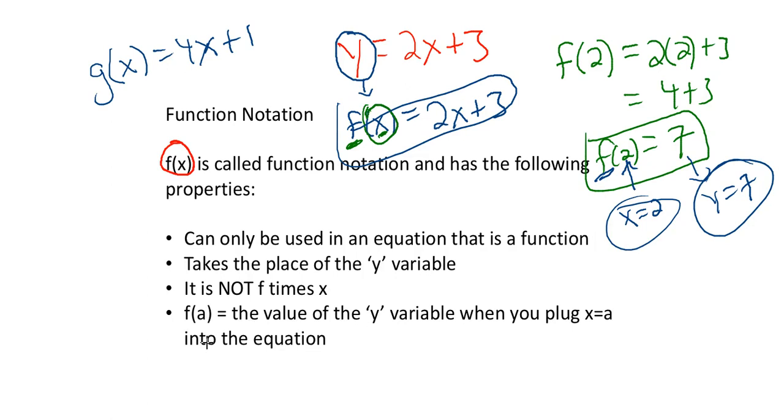So the last part down here is in reference to what we just talked about. f of a equals the value of the y variable. So f of 2 is equal to, it's still the y value, it's still the y variable. It's the value of y that you get when you plug a in for x into the equation, which is what we just went through right there. And we're probably going to have another example on that in just a second.